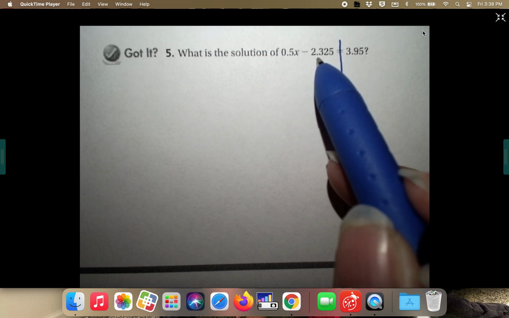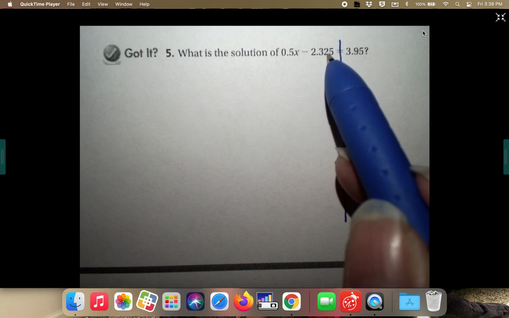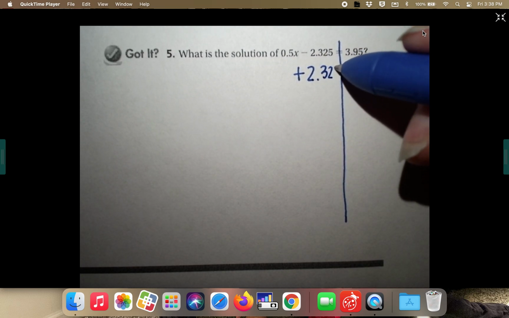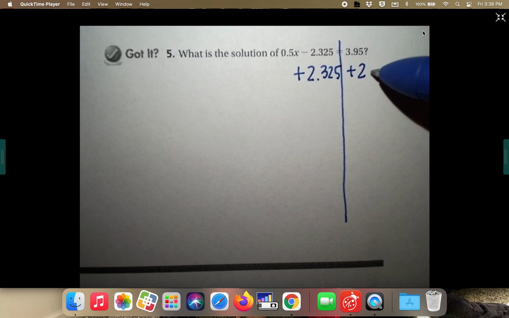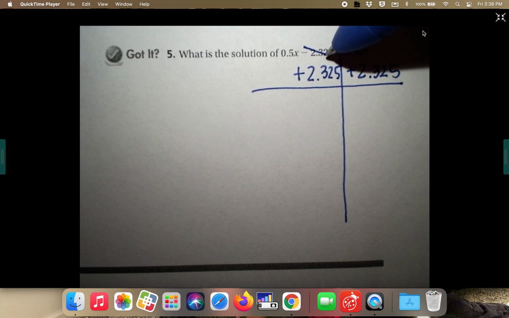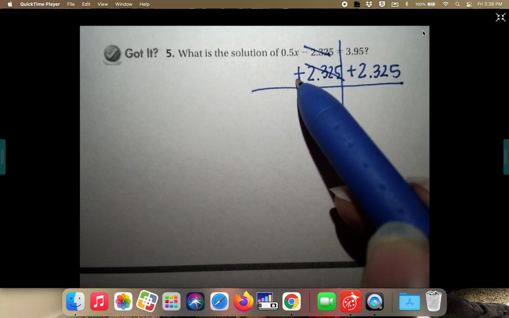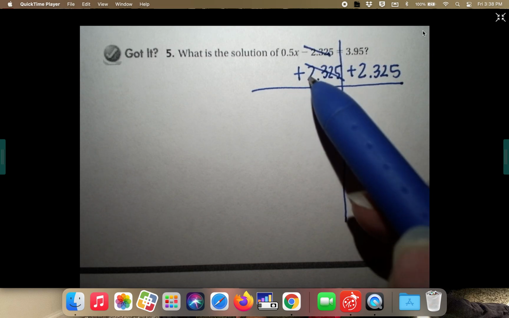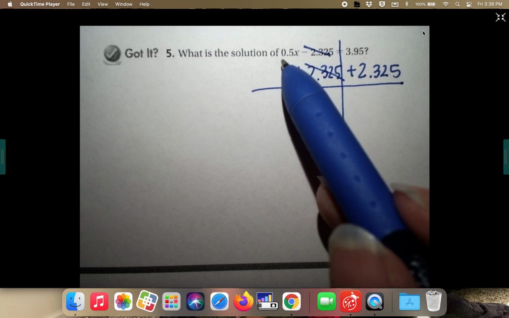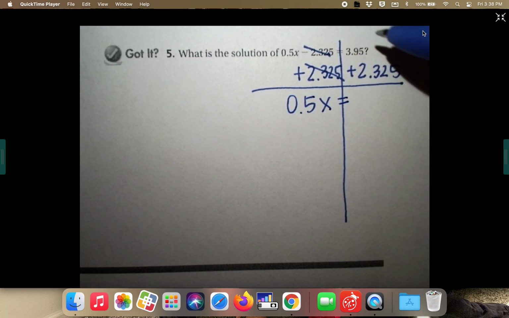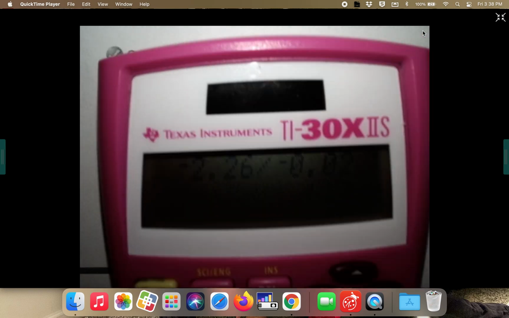We're going to get rid of the minus or negative 2.325 by adding 2.325 on both sides. On the left, it cancels and goes away because it would be 0. A negative 2.325 and a positive 2.325 would cancel each other out, and it leaves 0.5x. On the right, 3.95 plus 2.325, I don't know what that is.